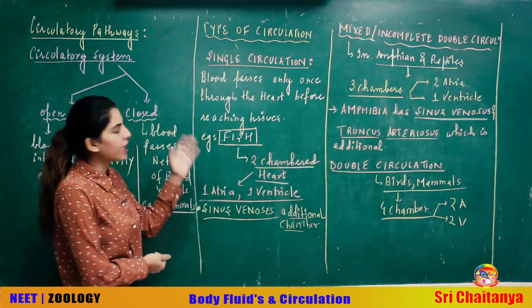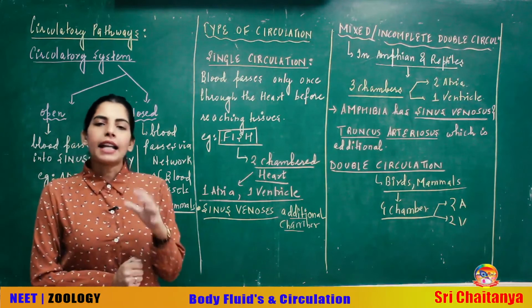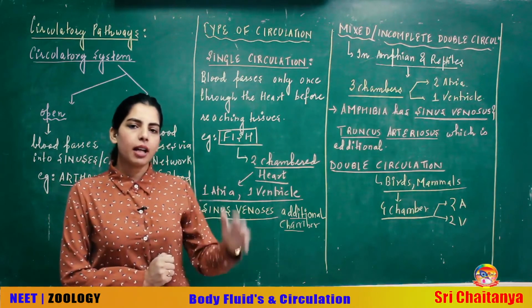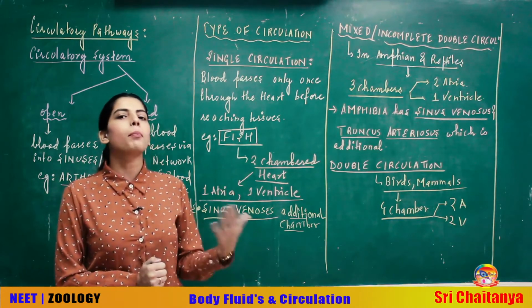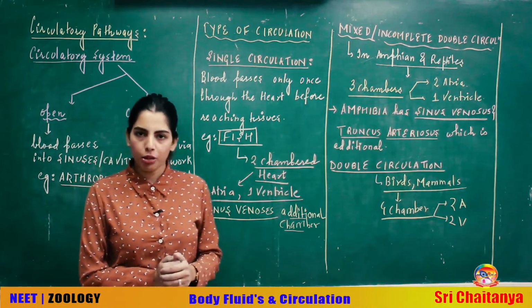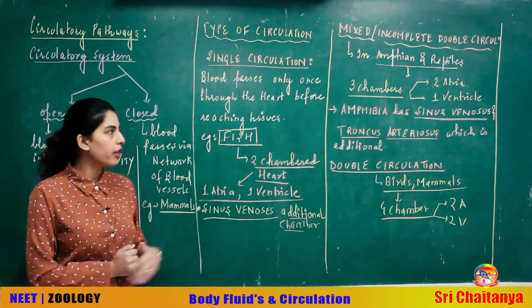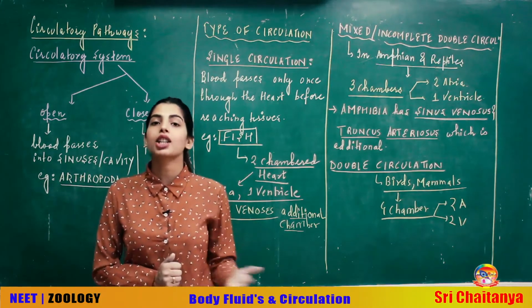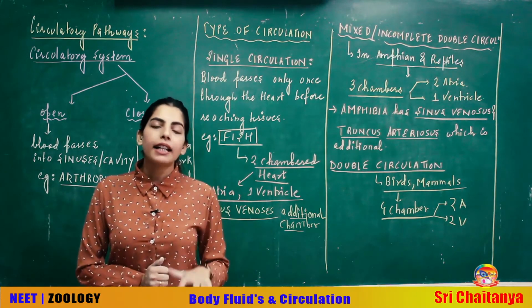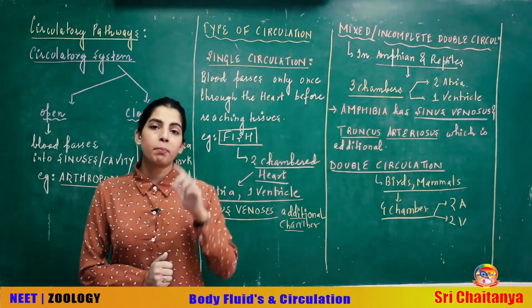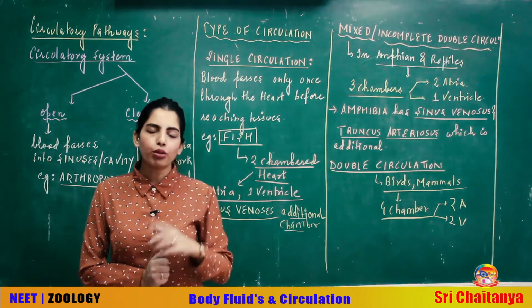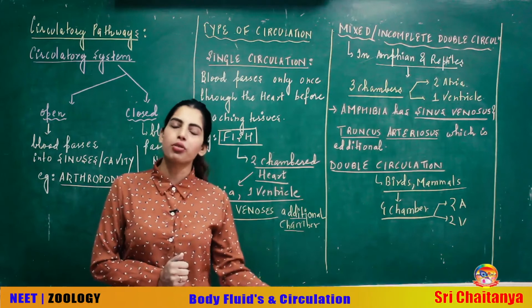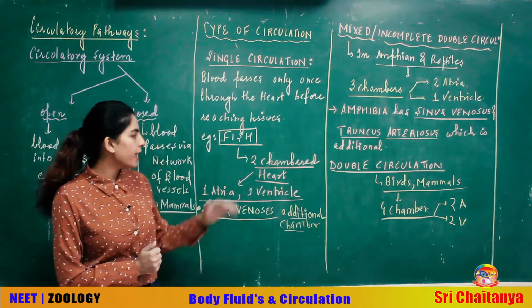Now talking about the types of circulation, animals may have single circulation, double circulation, or incomplete double circulation and mixed circulation. Talking about the very first, single circulation: as the name suggests, the blood in single circulation is pumped only once through the heart before reaching the tissues. It is very well seen in fish.